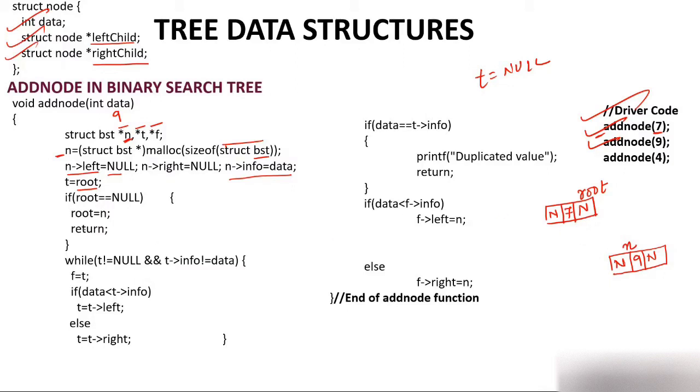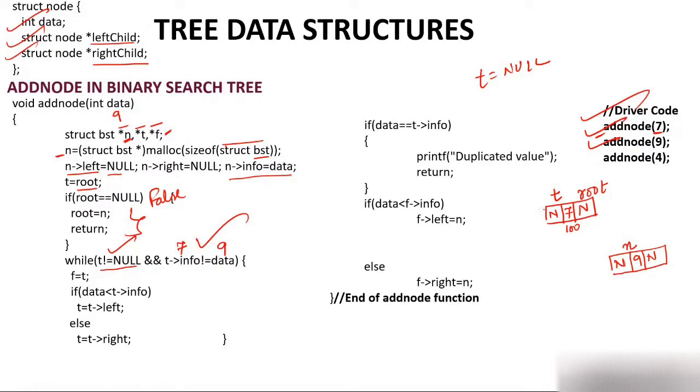So now t is equal to root, so t also points to the root, that is 100. If root is equal to null? No, now root is not null because root is 100. The condition becomes false, so I will not enter this. I'll come here and check: while t is not null, is t not null? Yes, t is not null because t has the value 100. Condition true. What is t info? 7 is not equal to data. Yes, t info is 7 and data is 9. It's not equal, condition again true. Yes, I again put a pointer f to t.